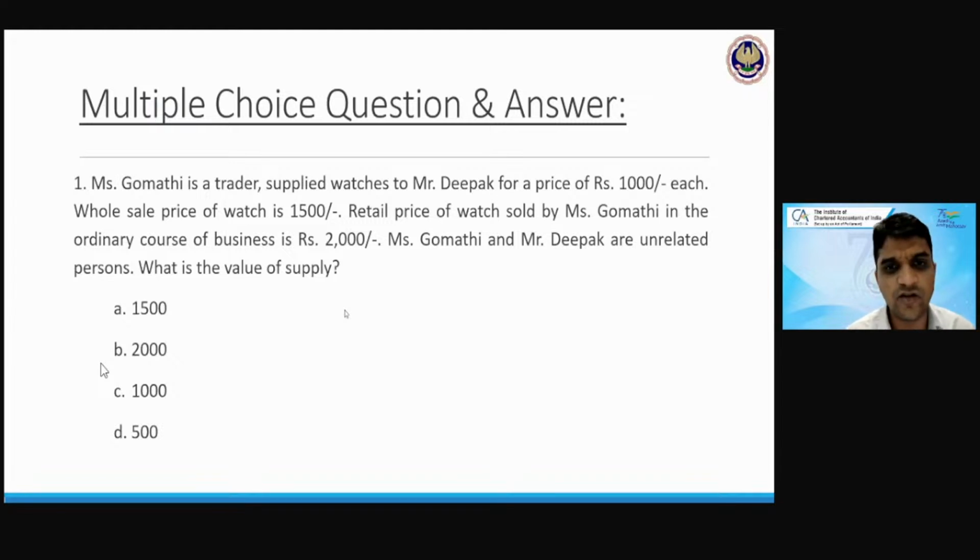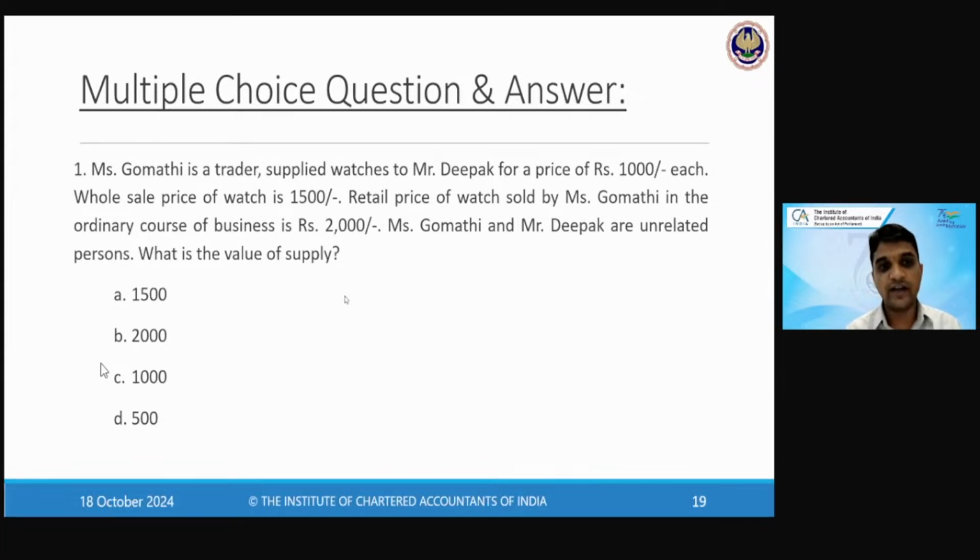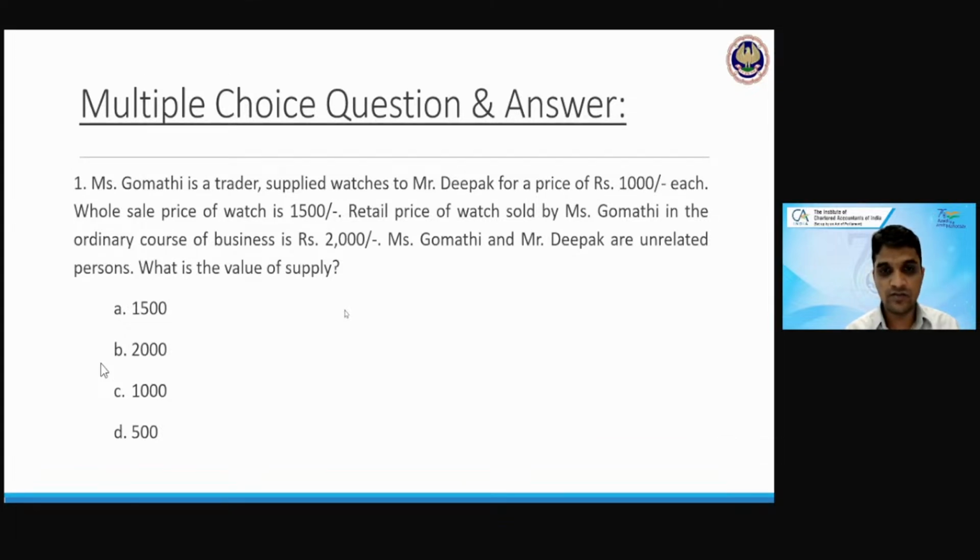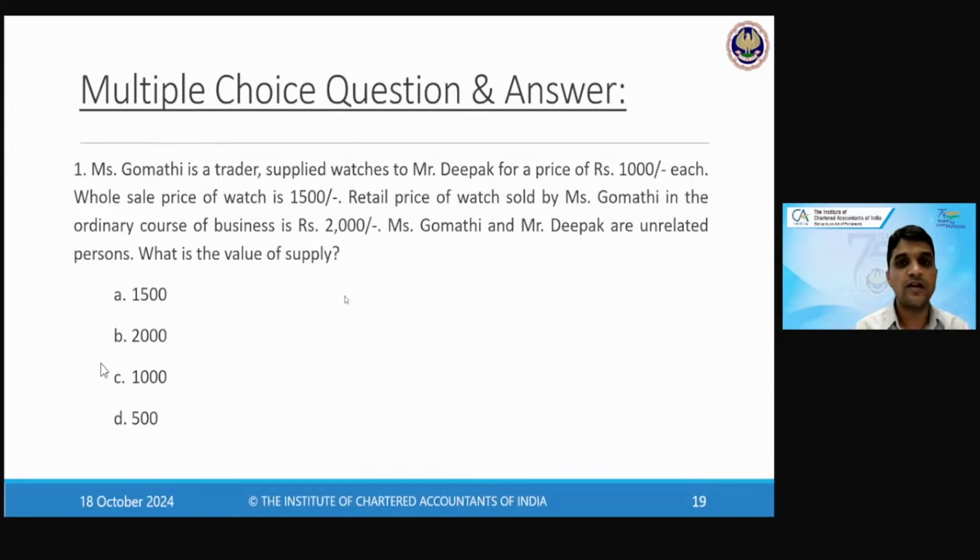Yes, how many answers have I got? All the answers. Okay, still confusing answers. When they are unrelated and price is the sole consideration, then it is the transaction value, correct? So what is the transaction value in this case? It is 1000 rupees. So the correct answer is C.